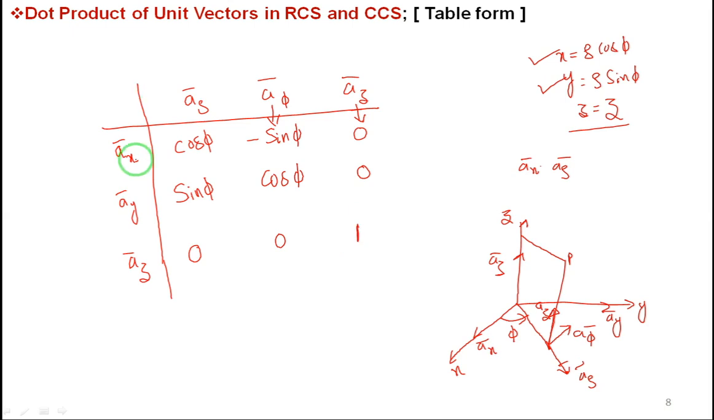I hope you came to know how to take the dot product between two unit vectors in different coordinate systems. Ax dot a rho is cos phi, ax dot a phi is minus sin phi, right? All these things. This table will be very helpful if I want to convert from one system to another system. If I have one point or one vector in one system, I can convert it into another system, either from rectangular to cylindrical or cylindrical to rectangular. At that time, this table is very much helpful.